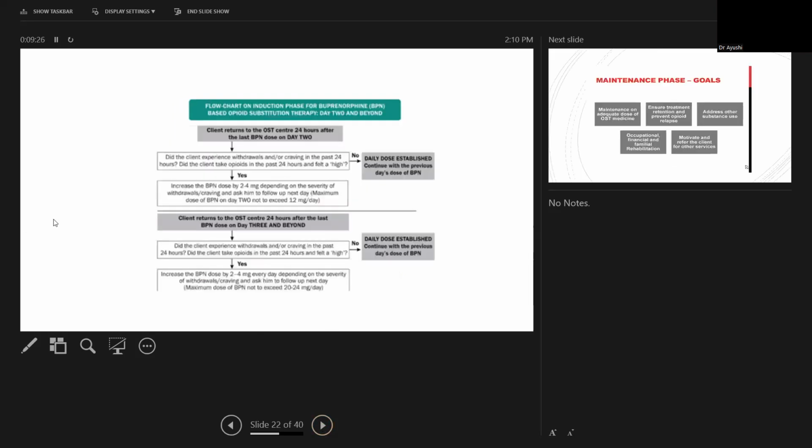After the person returns on the second day, we'll ask, did the client experience withdrawal or craving in the past 24 hours? Did the client take opioid in the past 24 hours and feel a high? If no, then a daily dose is established. We'll continue with the previous day's buprenorphine dose. And if it is yes, then we will increase the buprenorphine dose by 2 to 4 mg, depending on the severity of withdrawal or craving, and we'll ask him to follow up next day. Maximum dose of buprenorphine on day 2 should not exceed 12 mg per day.